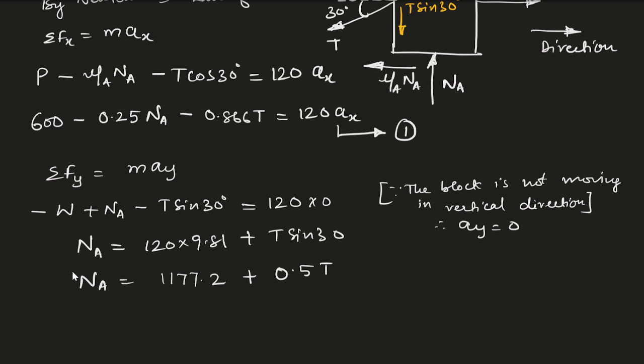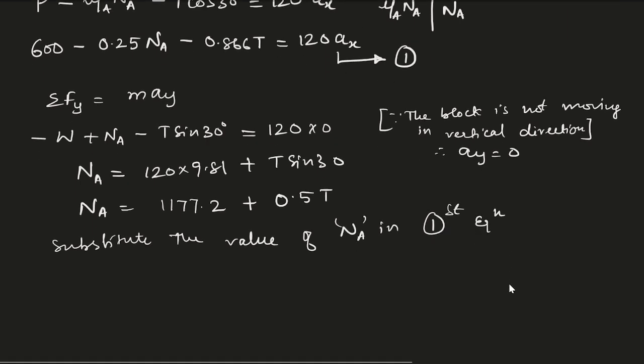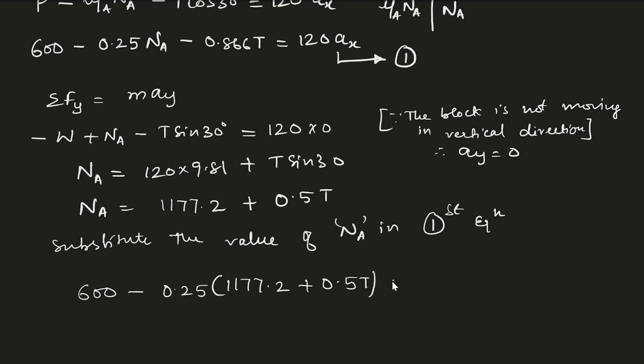So substitute the value of N_A, the normal reaction of block A, in the first equation. So we'll get 600 minus 0.25 into (1177.2 plus 0.5 T) minus 0.8660 T. This is equal to 120 a.